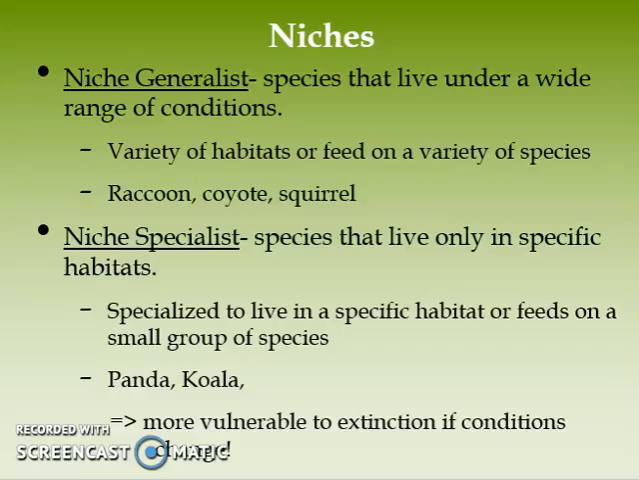An animal who is a specialist is much more vulnerable to extinction if those changes occur. So if something happens to the bamboo or their specialized food source, they're much more likely to go extinct. So they're much more critical in that way.